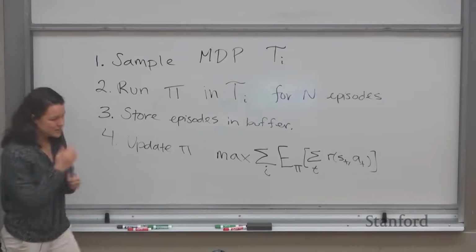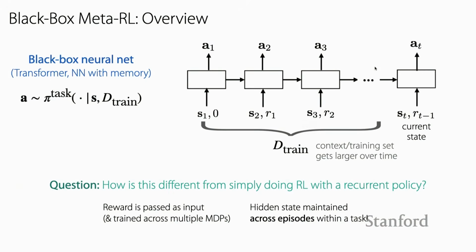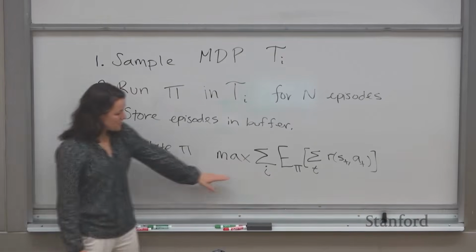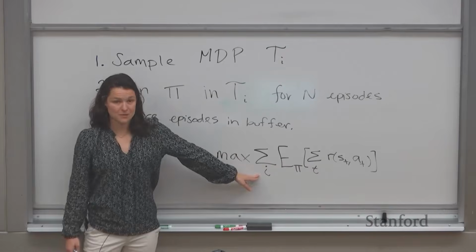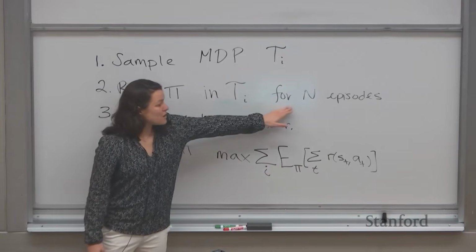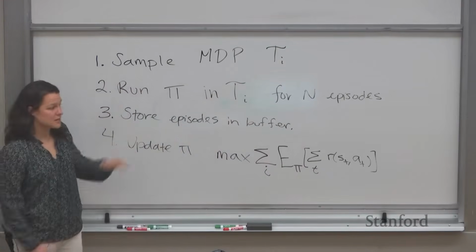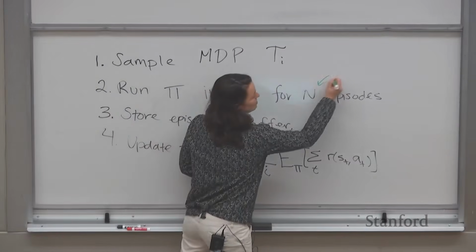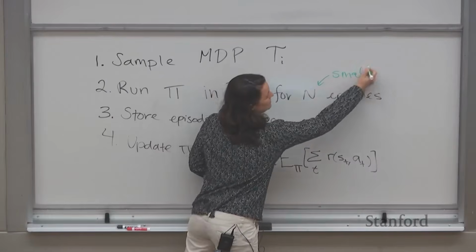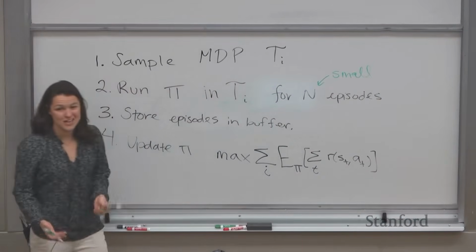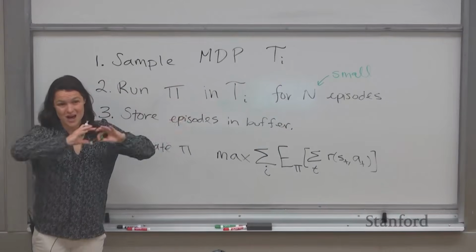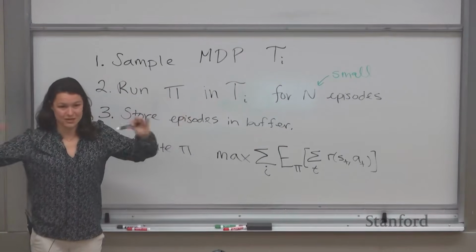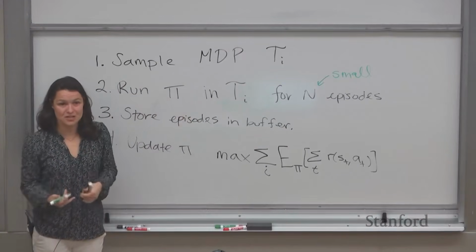Now, this is a pretty simple algorithm. It looks a lot like reinforcement learning, where the main thing that's different is that we're now doing this optimization across multiple MDPs, and our policy will have memory across a set of episodes. Usually this is going to be pretty small, because if it was large, like 1,000 episodes, it's going to be hard to store that in the context of a model, because your memory will start to increase substantially.